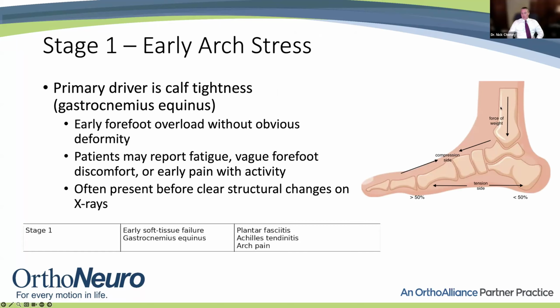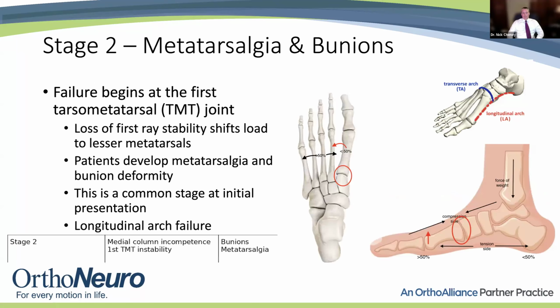So you've got the weight coming down over the ankle. You're overloading the front of the foot, right? So you've got greater than 50% of the weight on the forefoot, less than 50% on the heel. And so you start to get some additional compression on the top, some tension on the bottom, and the arch, the soft tissues begin to fail. This is where you start to see plantar fasciitis, some Achilles tendonitis, and just generalized arch pain as things start to break down. X-rays are routinely pretty normal at this stage.